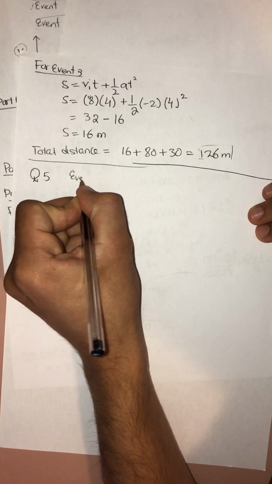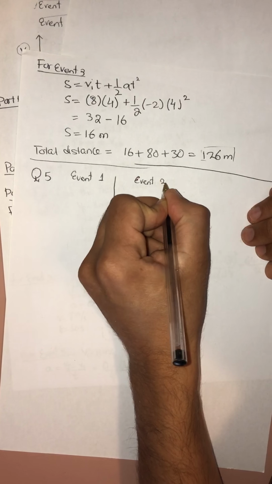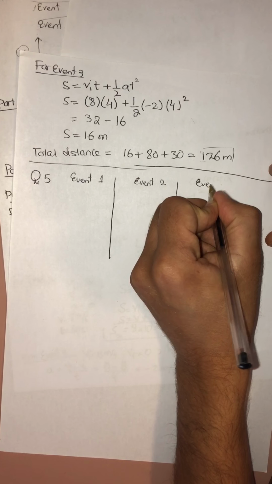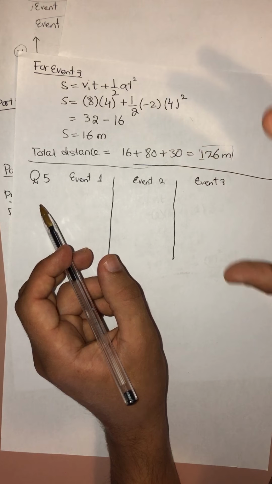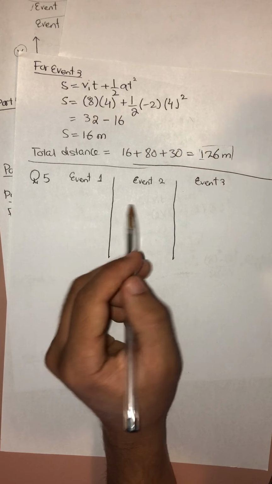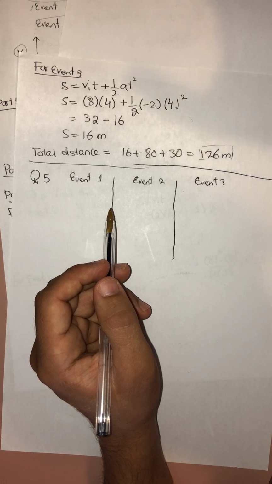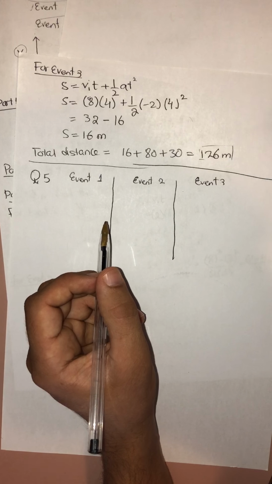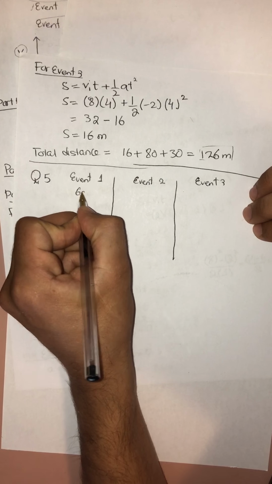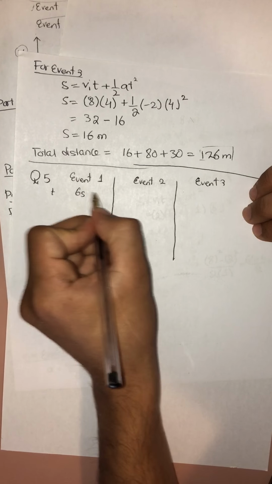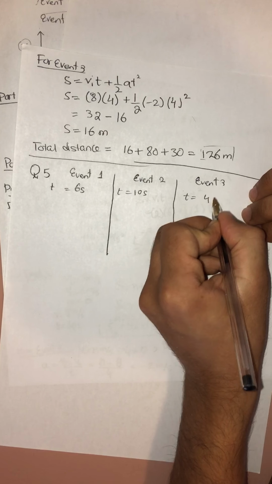Event 1, event 2. Just to give you a brief summary of what is going on. We have a car. The car accelerates in the first event, then in the second event it goes with a constant velocity for a certain amount of time, and then in the third event it decelerates to 0. The time for the first event is 6 seconds, the time for the second is 10 seconds, and the time for the third event is 4 seconds.